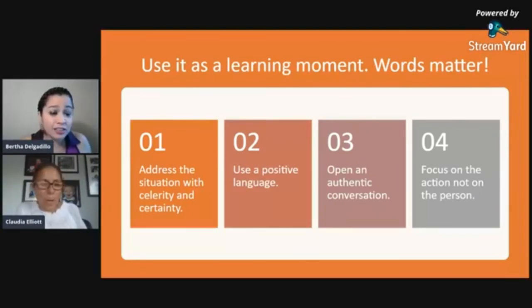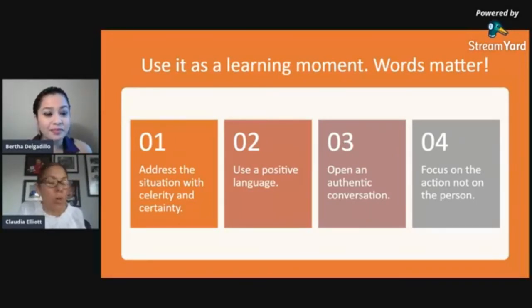So I'm not even going to invest in it. And when children understand that they don't need to pay attention in your class, and they can still get by with Google Translate, they're not going to pay attention in class either. So you're going to have some engagement problems there. You're going to have students who might not come to your class virtually because they think, oh, I can just do it online. So that's just another word of advice as far as addressing the situation consistently with celerity and certainty. So the second, go ahead, Claudia.